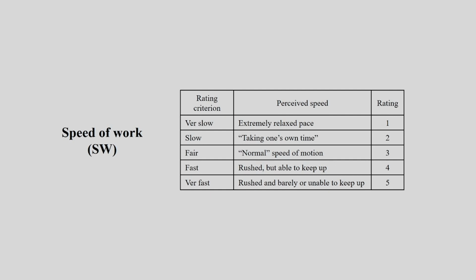Okay. Normal speed of motion, rushed but able to keep it up. Doing very hurriedly, but it's not that something is being missed. It's getting done, but you can see the speed. And rushed and barely able or unable to keep up the speed, then it is 5. So, this is the perceived rating.